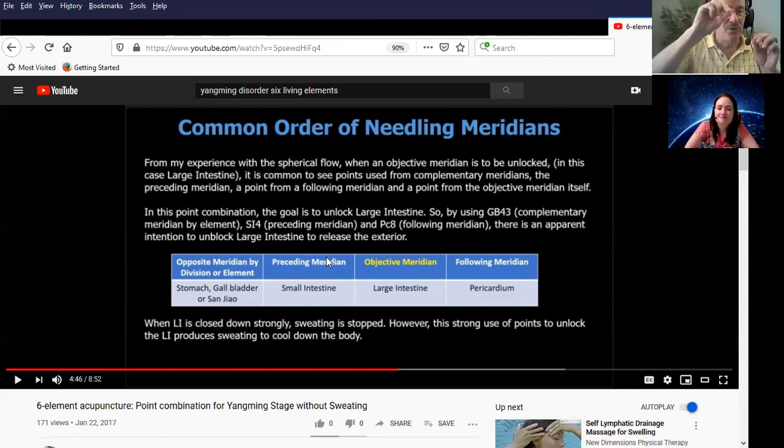Yes. There's 3 meridians that are around the large intestine. Okay, so the opposite meridian by division or element: stomach, gallbladder, or Sanjiao. You can take your pick. In this particular point combination, they chose gallbladder. Preceding meridian, small intestine. Objective meridian, large intestine. That's what we want to unblock.